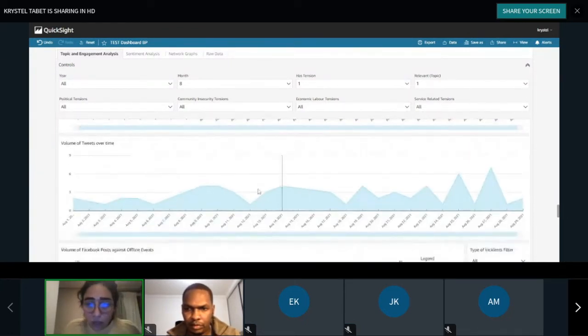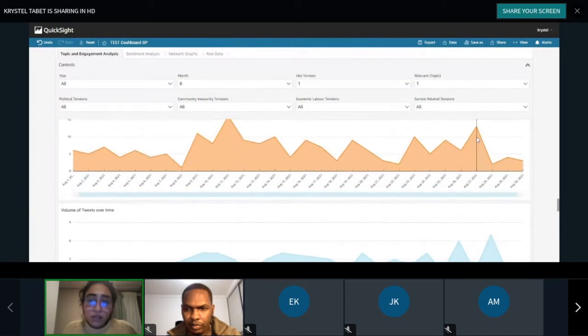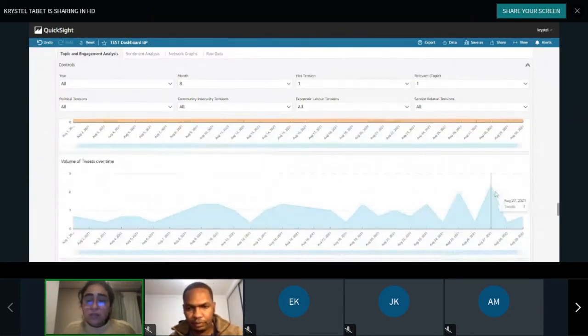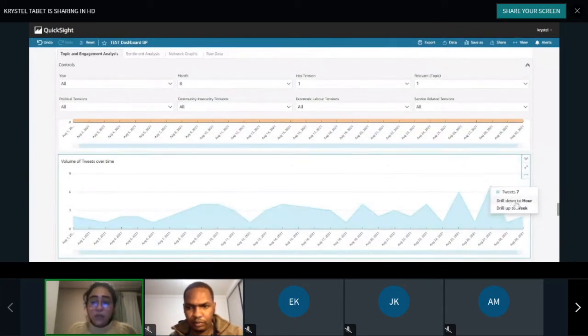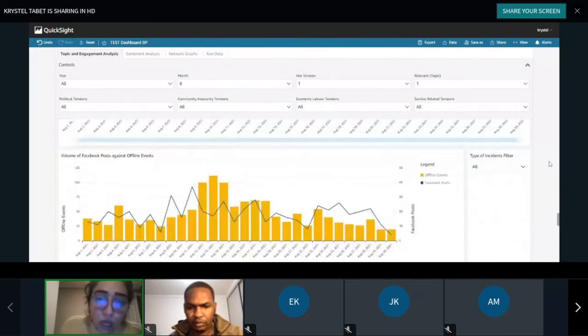Tweets, the same thing. So here we have 27, and here's how this could help you. For example, we saw on the 27th that on Facebook there was a peak, and on Twitter there was a peak. So then we can go and dig deeper into it, and obviously we can click on it and drill down to the week and see what the posts are that constitute this peak.